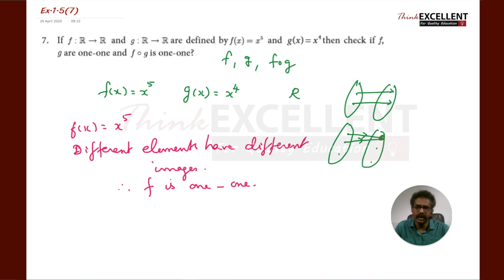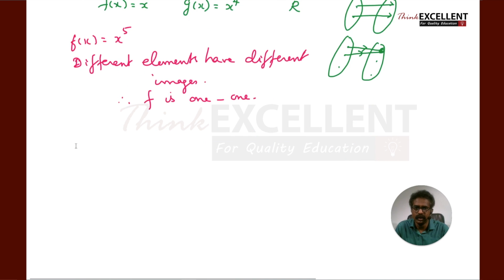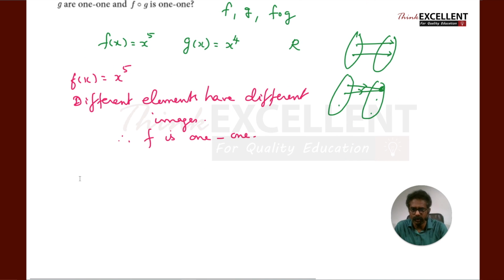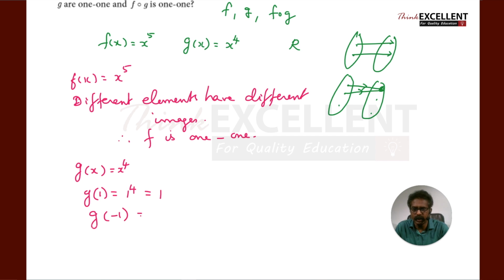Now, next we have to check whether g is 1 to 1 or not. So for that, what is g of x? g of x is x raised to 4. Now we see whether this is 1 to 1 or not. Give some examples. What is g of 1? 1 raised to 4 is 1. You find g of minus 1. What do you get? Minus 1 raised to 4. Minus 4 times, it is plus, right? So here also you are getting 1. Both answers are the same.